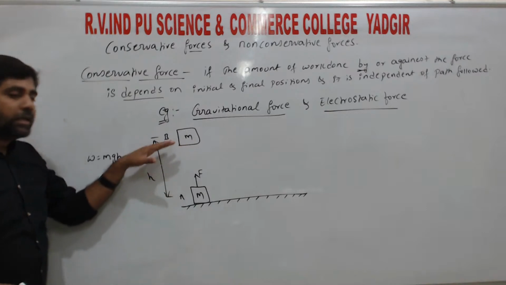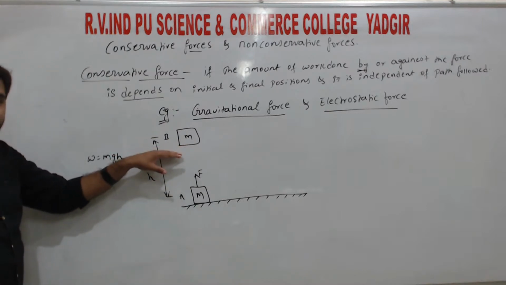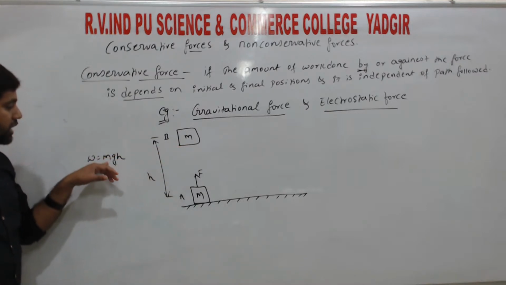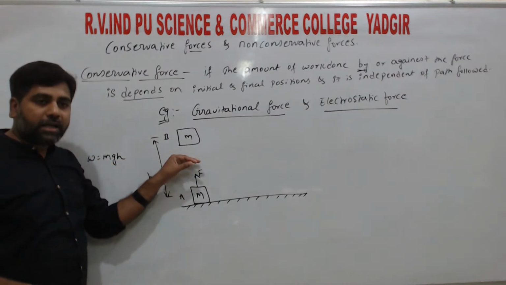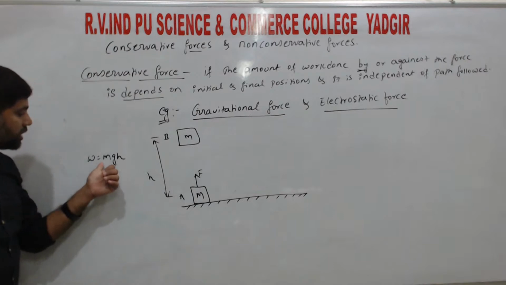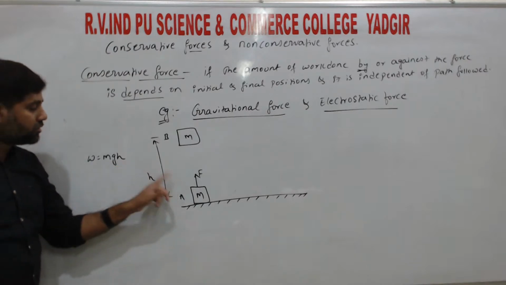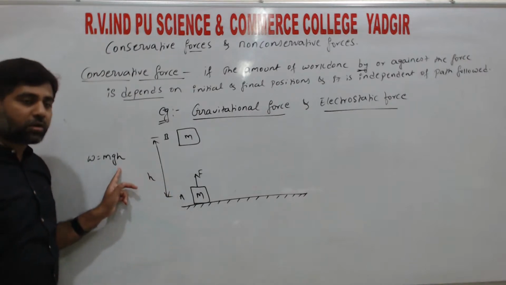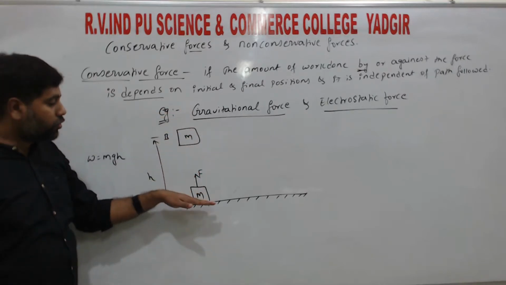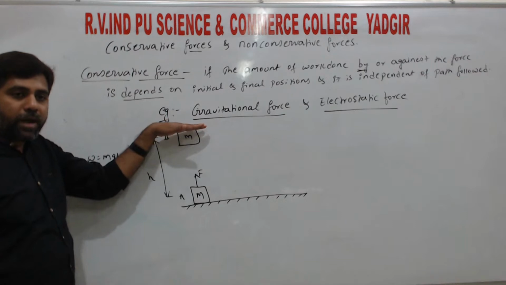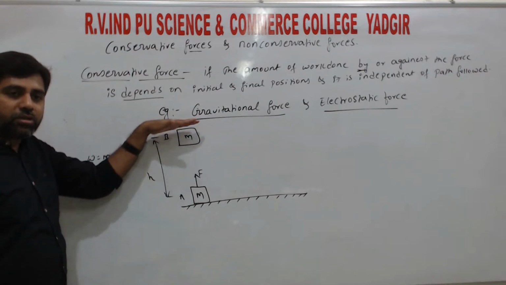So work done is stored as the potential energy, so that we have the relation W is equal to mgh, that is the work done against the gravitational force. So this is the work done which is against the gravitational force. Gravitational force is always downwards, right? So this is the work done by the applied force or external force, right?